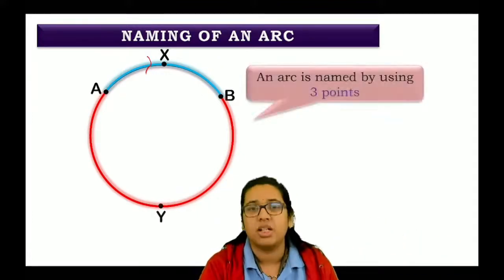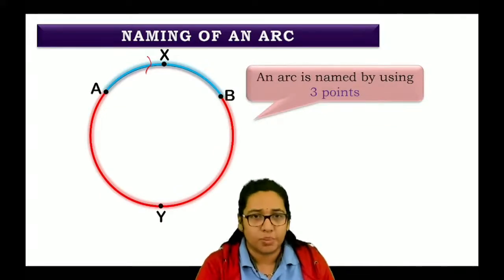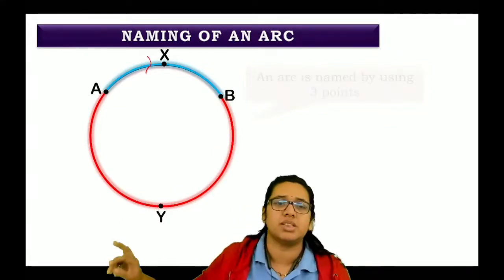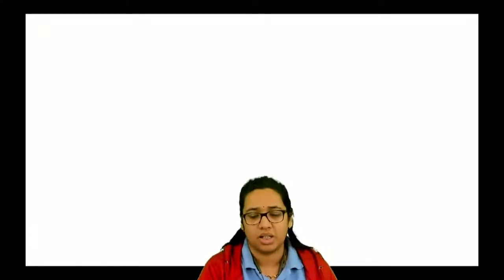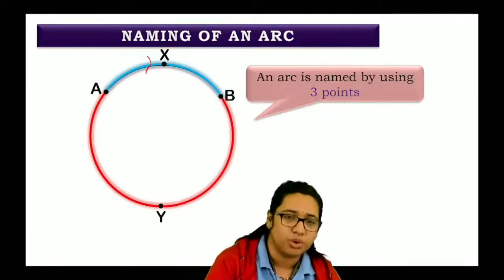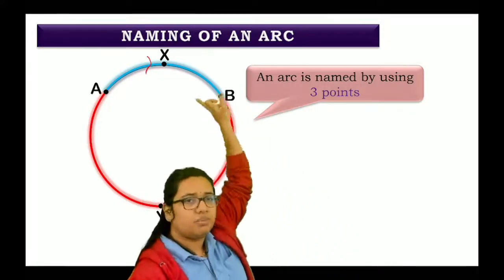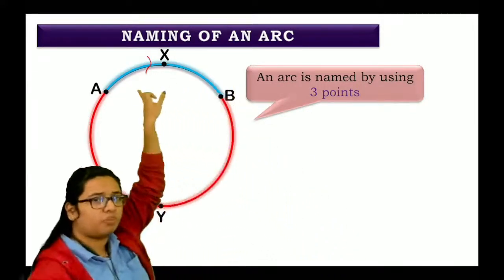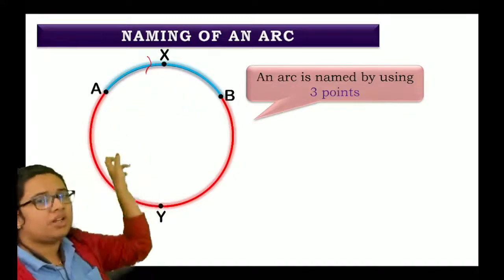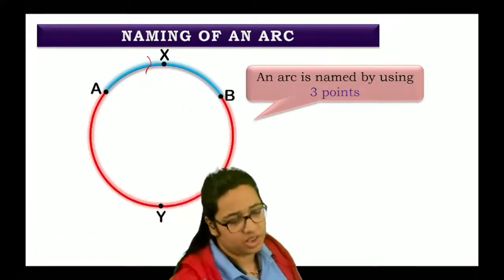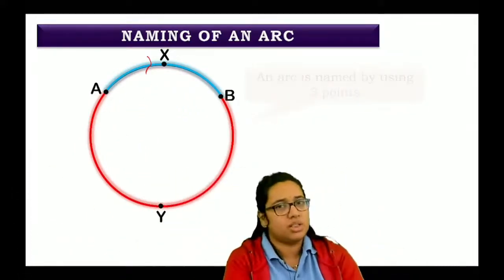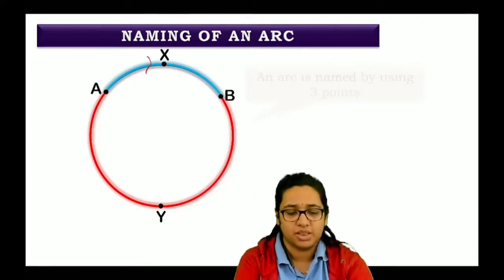So for that we'll name other points. The first one is X, the second one is Y. So now you can say that if you talk about AXB, then AXB will be the smaller part and AYB will be the larger arc. Is this clear? Are you understanding this much? Yes.